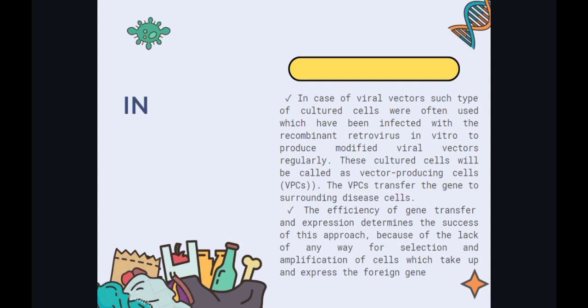So, yung viral vectors ay ginagamit upang maipasa yung mga gene sa mga tissue ng pasyente. Yung karaniwang ginagamit ay yung culture na infect ng recombinant retrovirus sa labas ng katawan upang makapag-produce ng modified viral vectors. Tinatawag ang mga cell na ito na vector-producing cells or yung VPC. Ang mga VPC ang naglilipat ng mga gene sa mga kalapit na sakit ng mga cell.